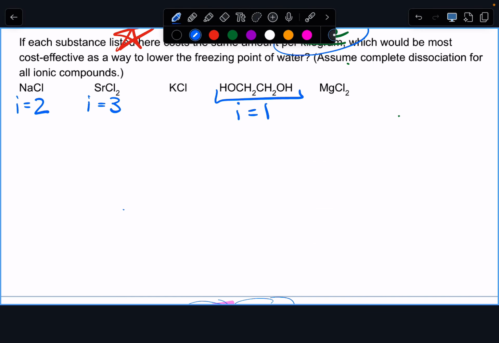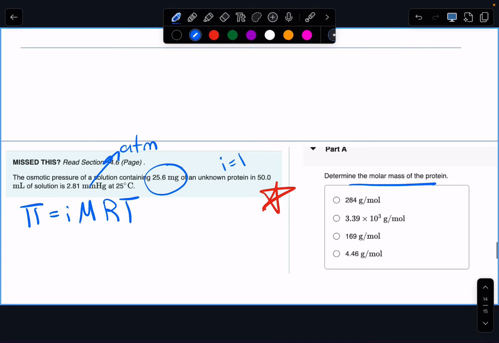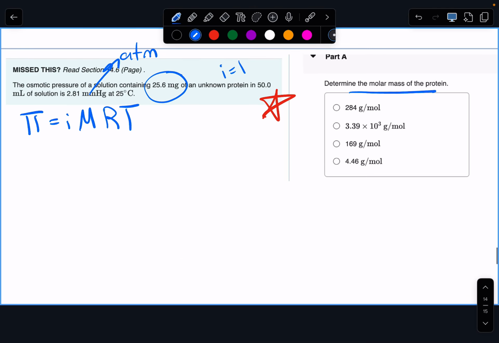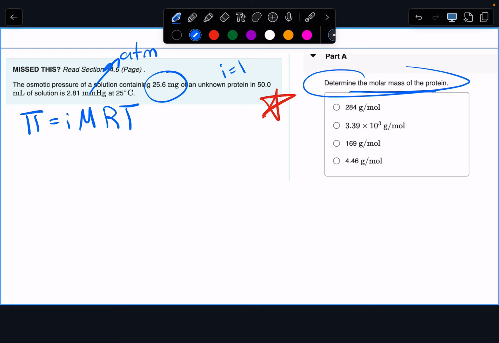The i thing is incorporated into osmotic pressure as well. And in this instance, it's a protein, which is a covalent compound, so i is just equal to 1. Okay, so starting with the osmotic pressure equation, just kind of plug in and see what do I have and what could I solve for, and then see how you can use that to take it the step further that it's asking, which is determining the molar mass of the protein.